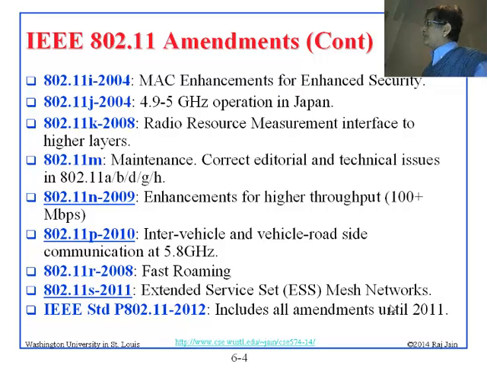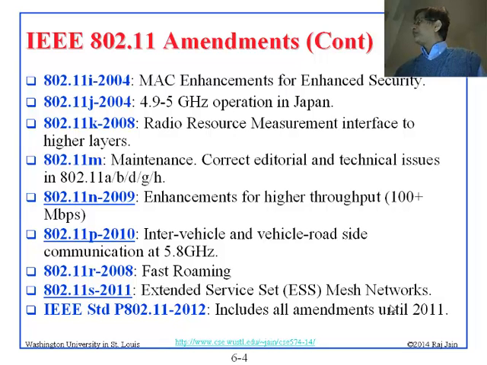M is maintenance. Basically, every once in a while somebody will find a bug in the standard and they will write to the IEEE and say, look, this is a problem, and then they will issue a maintenance record saying, okay, this has been corrected. So this is maintenance. N, enhancement for higher throughput. So we'll discuss that one, 100 plus megabits.